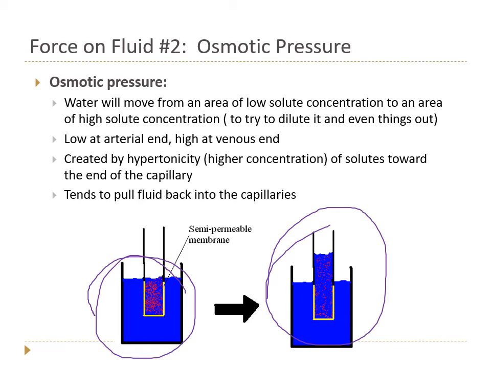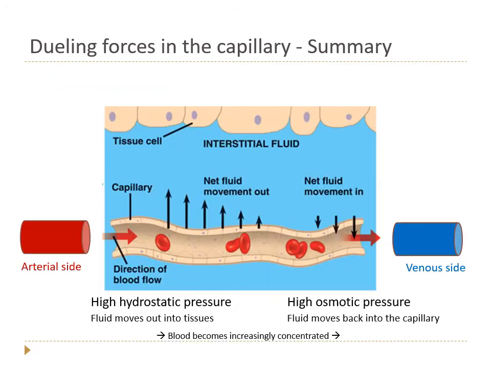So this is happening at the venous end of the capillary bed and will tend to pull fluid back into the capillaries. So it's almost like our tissues are subject to waves on the ocean, right? So in the beginning part of the capillary bed, fluid is moving out into the tissues, and then towards the end, or the venous end of the capillary bed, fluid is moving back into the capillaries.